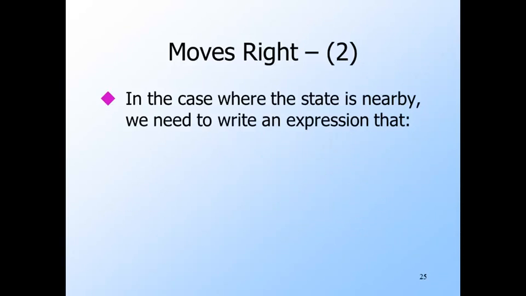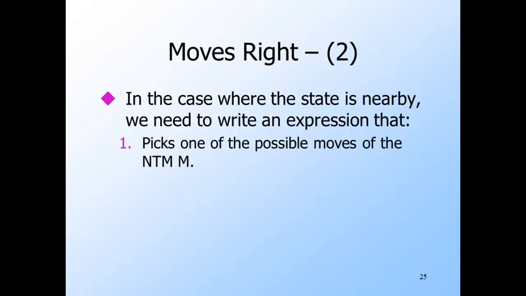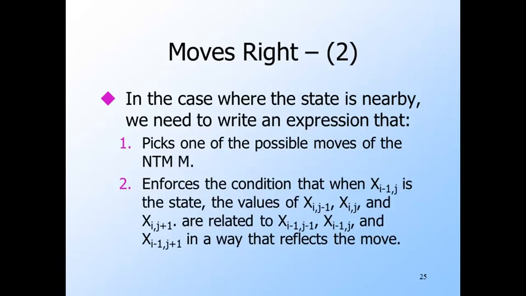For the hard case, the pieces of the moves right expression must do two things. It has to pick one of the possible moves of M, that is, a state Q, a tape symbol A, and a direction, that is, the choice of one of the triples in delta of Q and A. And then, for that move, it must enforce the condition that when the jth position of the ID I minus 1 holds the state Q, and the j plus first position of the I minus first ID holds a symbol A, then in the ith ID, the positions j minus 1 through j plus 1 reflect that move.